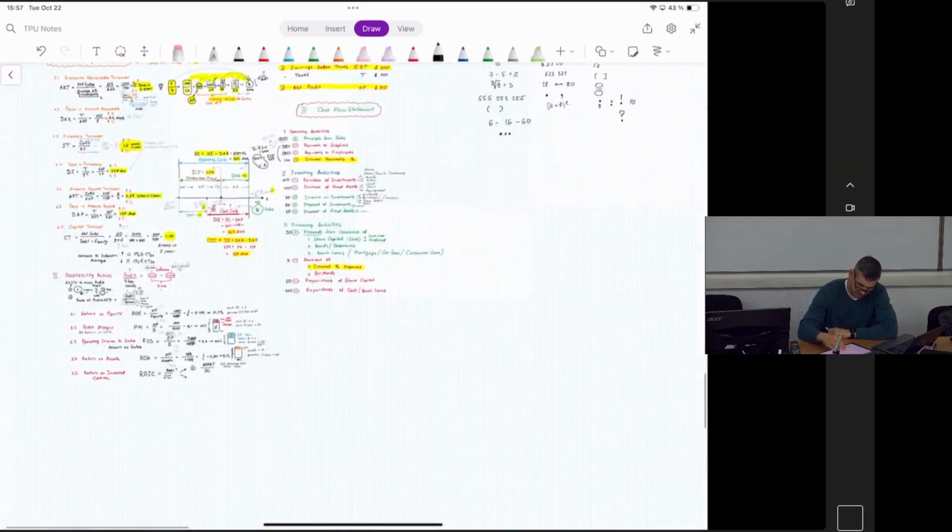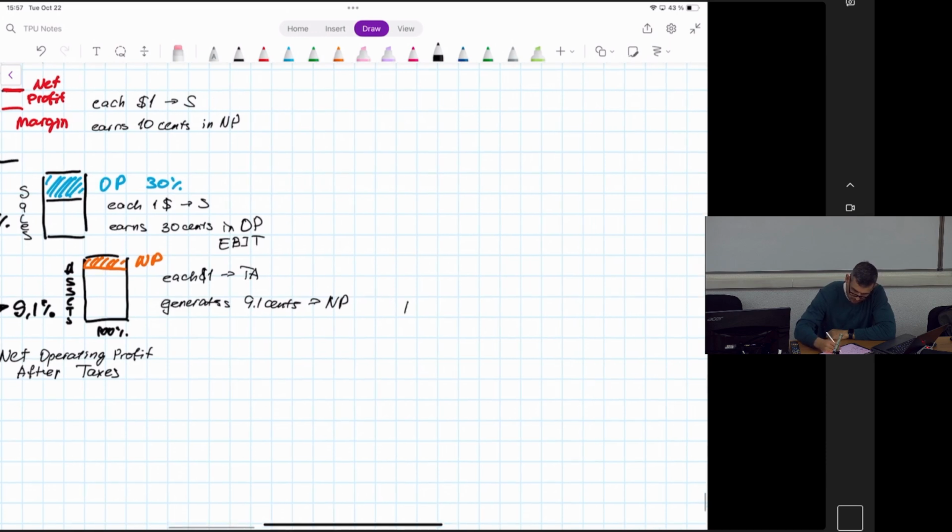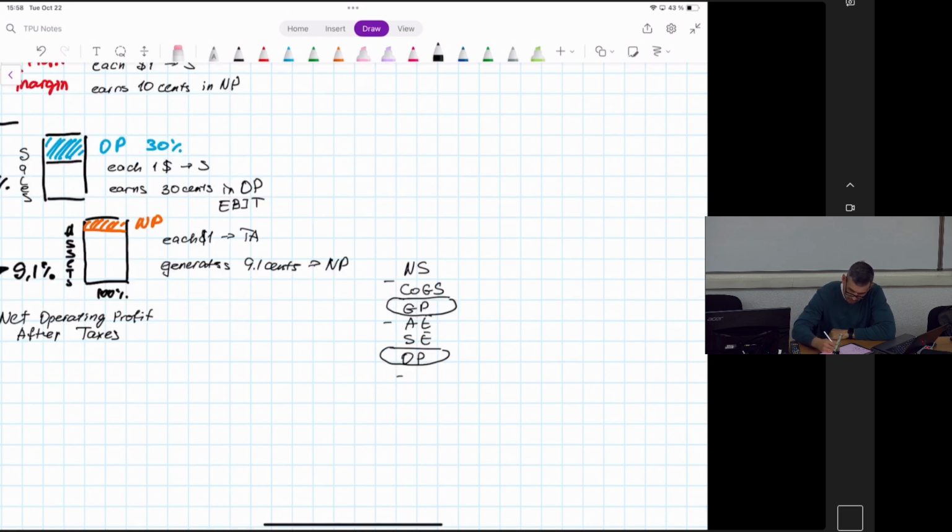So you keep the operating profit and only subtract the taxes. It's going to look like this over here. Net sales minus cost of goods sold gives us the gross profit. Then we subtract administrative expenses and selling expenses. We get the operating profit. But then instead of subtracting financial expenses and getting the EBIT, we jump over this and just subtract the taxes. And we get NOPAT.